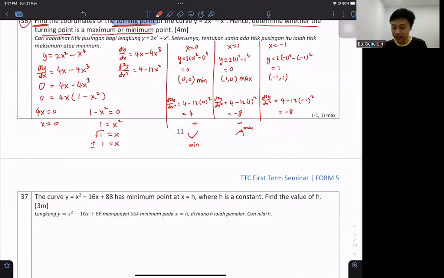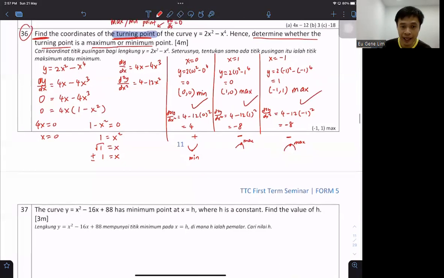Then the last one, this is a negative, sad face. Sad face has the point on top, so this is a maximum point. That's the answer. Understand?